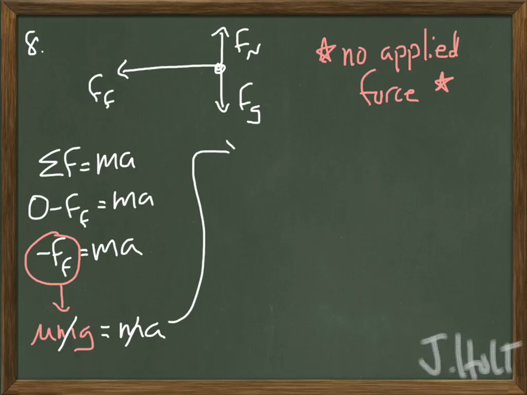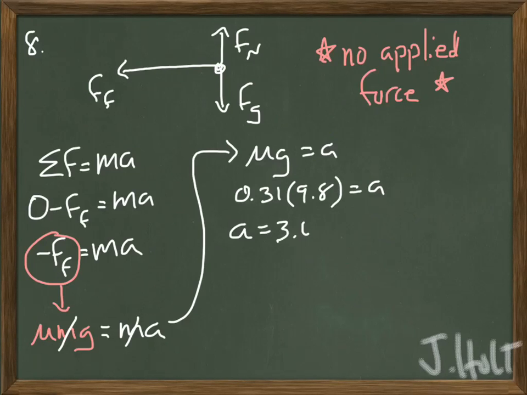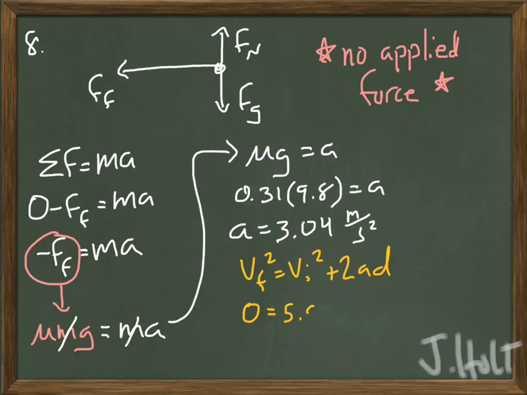Now we simply have mu times g equals acceleration. So now we're in business. We know what mu is, and we know what g is, so we can find the acceleration of the puck. Once we find the acceleration, it simply becomes a kinematics problem. We know the initial velocity, it's given in the problem. When it comes to rest, the final velocity is going to be 0, and we've already found the acceleration, so we can plug this into our vf squared formula and solve for the distance.